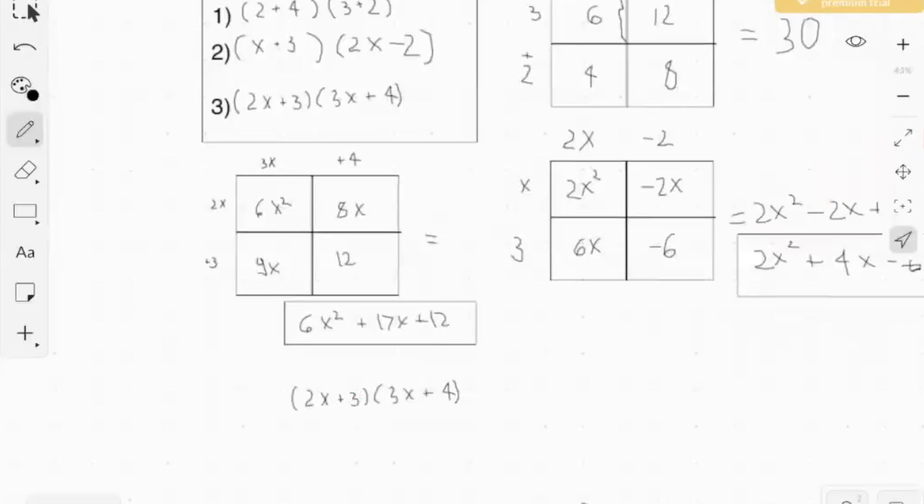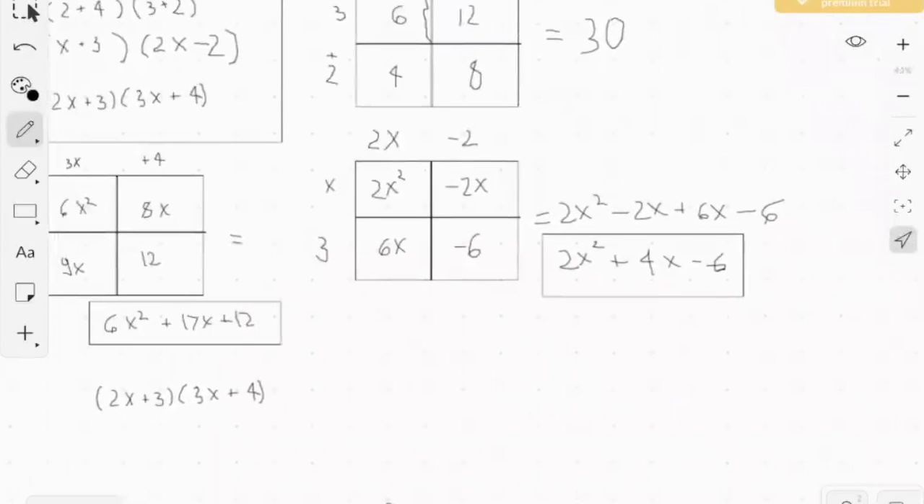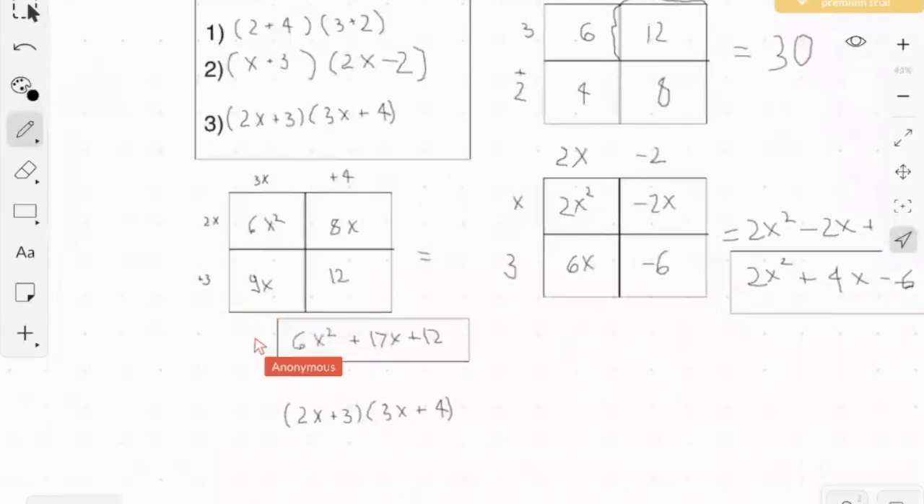2x plus 3 times 3x plus 4. What we can notice is that this 2x will be multiplied. So if we look at the rectangle real quick, we notice that the 2x is multiplied by both the 3x and also by the plus 4. So we can multiply 2x by the 3x and also by the 4. And then we notice that the 3 is also multiplied by both the 3x and plus 4. So we can also multiply the 3 by the 3x and the 3 by the 4.